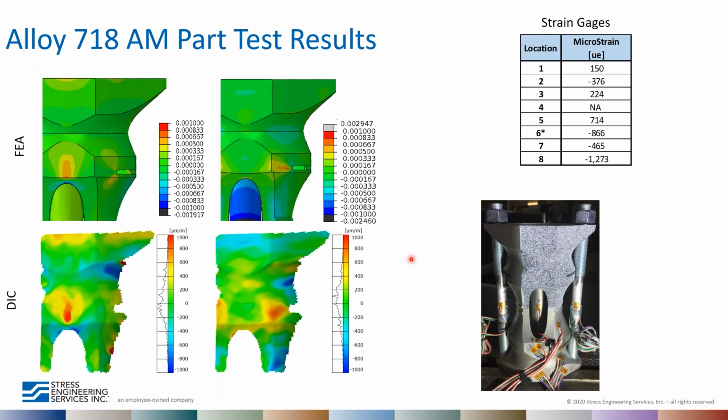So this slide shows you a comparison of what the finite element analysis looks like on the top to the digital image correlation. And the first thing that stands out is that they look pretty similar. The stress gradients are in the same areas. The DIC maybe shows a little bit higher peak strains compared to the finite element model. So this might tell us that, hey, maybe the FEA is a little under conservative.